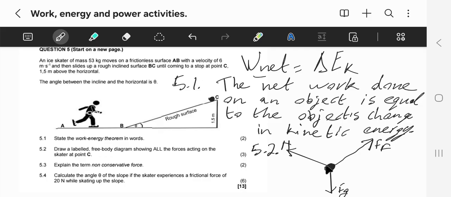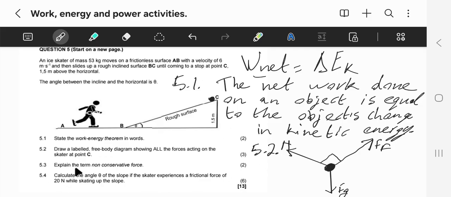Okay, remember that when you're drawing a free body diagram for an object that's on an incline, the normal force has to be bent slightly so that it shows that the normal force is perpendicular to the surface. It shouldn't be in the same line as that of gravity. Okay, so that's what you must be aware of. All right, that's it for question 5.2. Now we move on to 5.3.